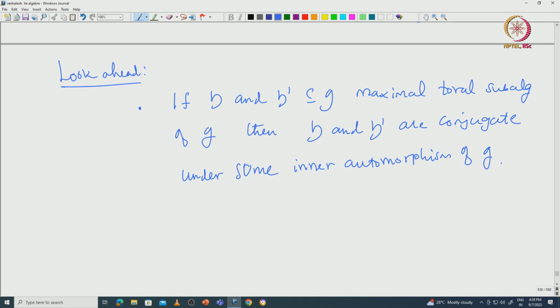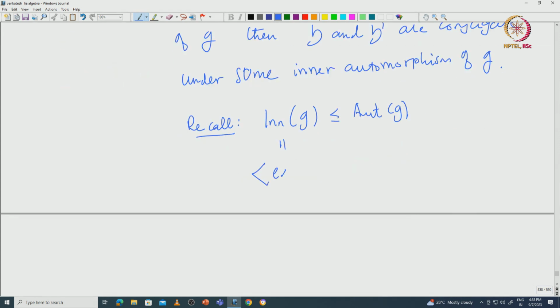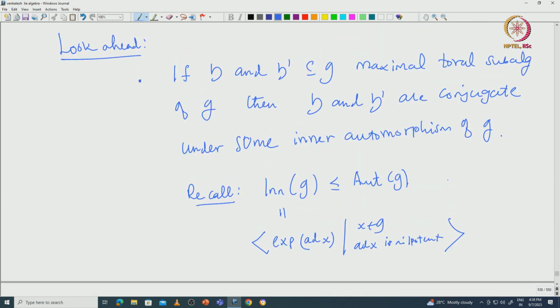So, recall what an inner automorphism is. The inner automorphisms form a subgroup of the automorphism group of G, which is generated by exp(ad x), where x is in G such that ad x is nilpotent. So, this subgroup is called the subgroup of inner automorphisms of G, and we will prove that any two maximal toral subalgebras must be conjugate under some inner automorphism.